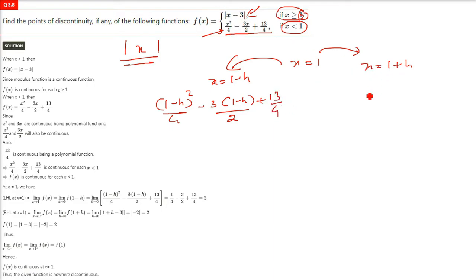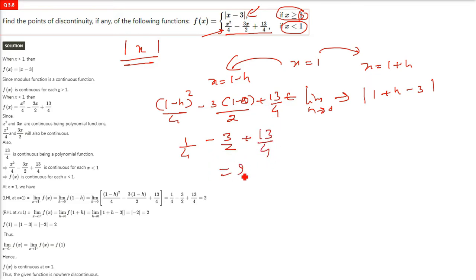Now let us place x equals 1 plus h. So 1 plus h minus 3 it is. So rather than opening it and keeping h equals 0, you can directly put limit h tends to 0 in both the sides. So this will be 1 by 4. This will be 3 by 2. This will be 13 by 4. When you take the LCM and solve it, it is going to be 2.